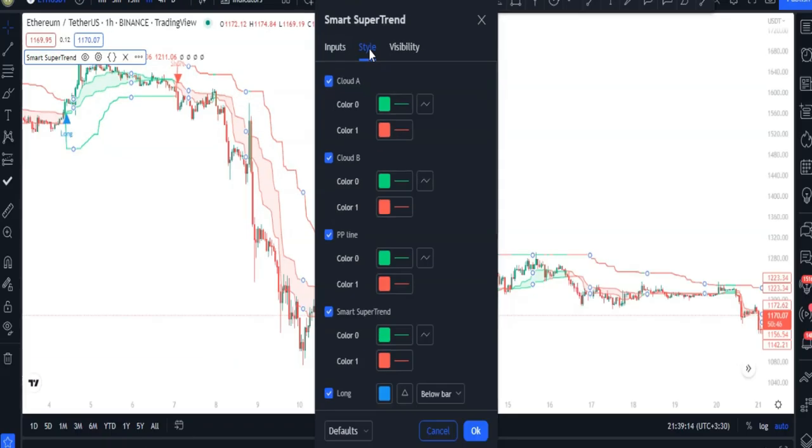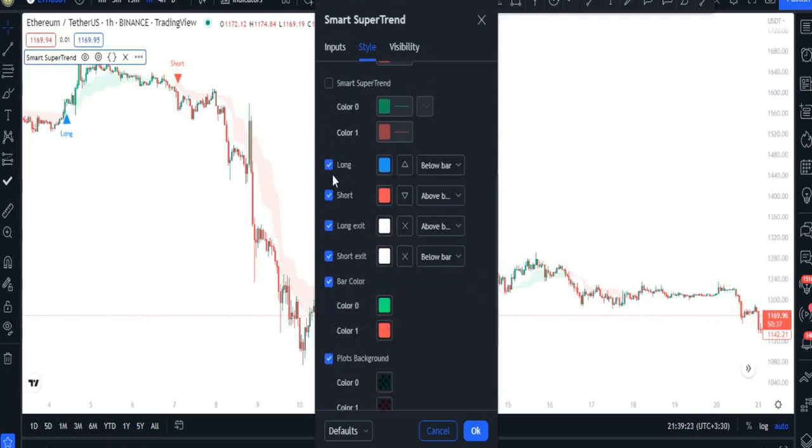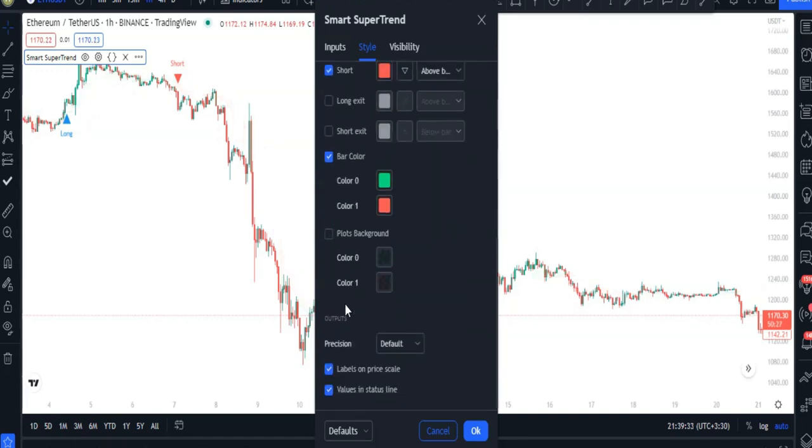Then, in the Style tab, disable Cloud A, Cloud B, PP line, Smart Super Trend, long exit, short exit, and plots background.